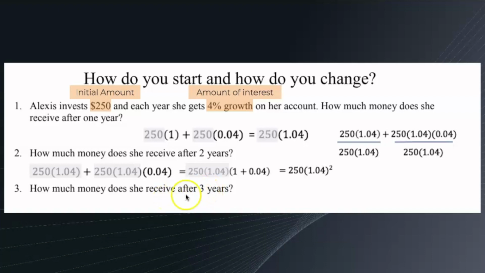So how much money does she have after 3 years? If we continue that process, she would have the 250 times the 1.04 quantity squared, plus we would take 4% of that amount. And so we would end up in the end with 250 times 1.04 to the third power.